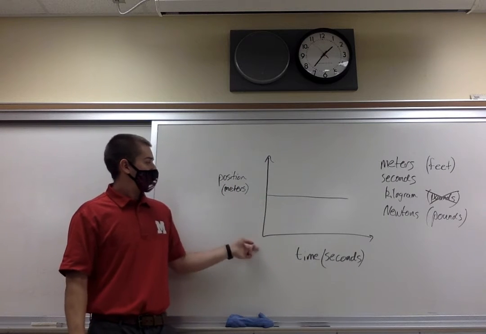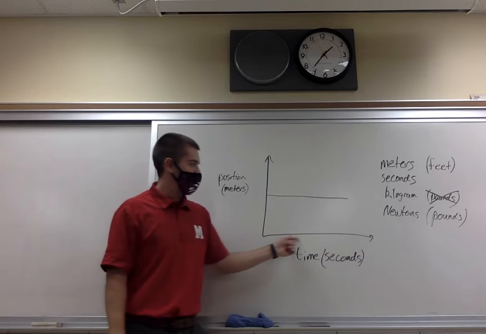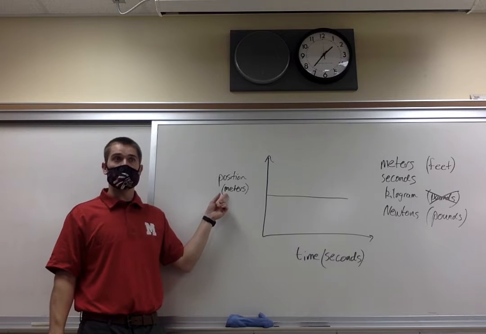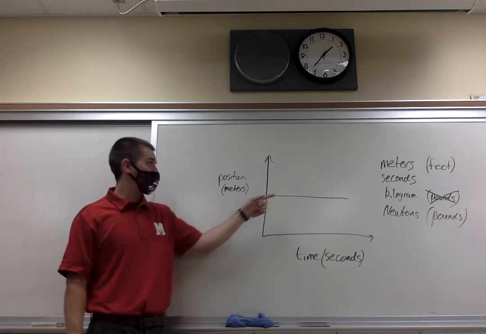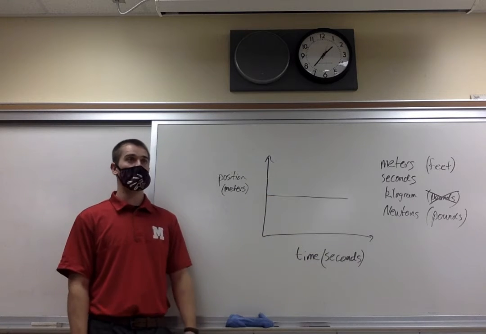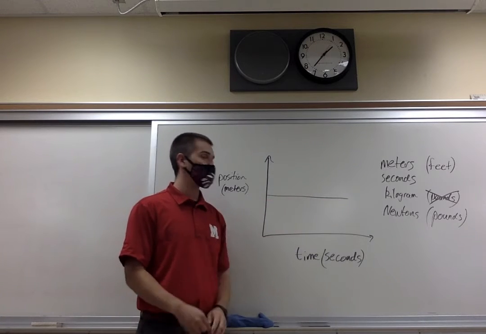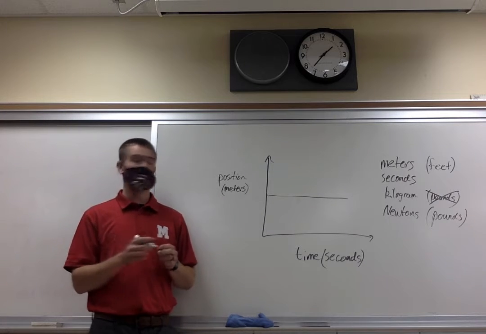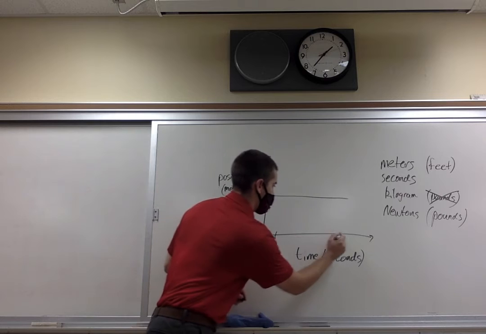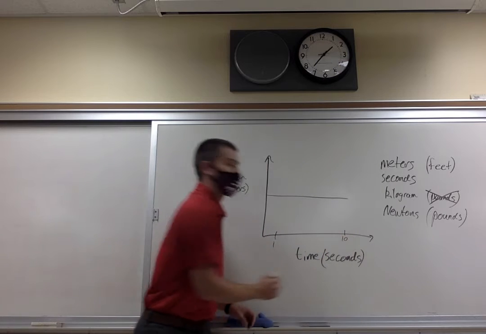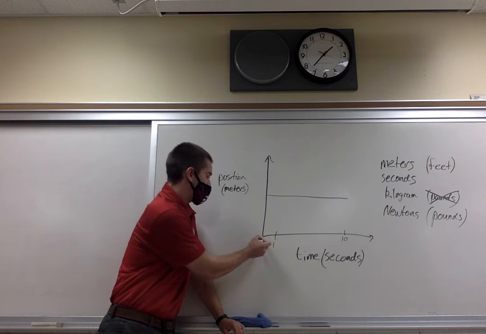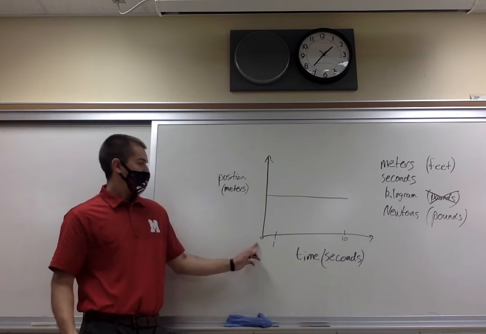If this graph says at any given time this is my position in meters, can you tell me what kind of motion this object has if it's a flat line? None. Why do you say none? Because the amount of time that goes by, it hasn't moved. Yeah, exactly. This is your 0 point.